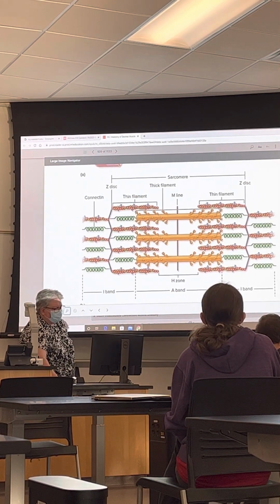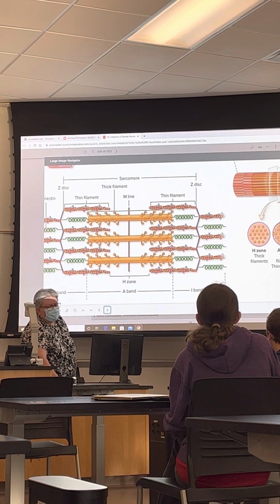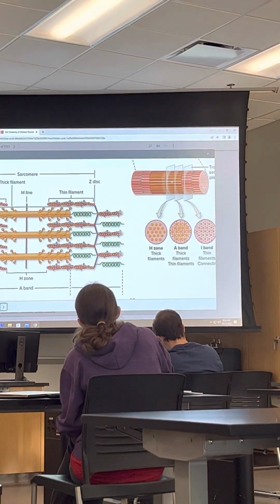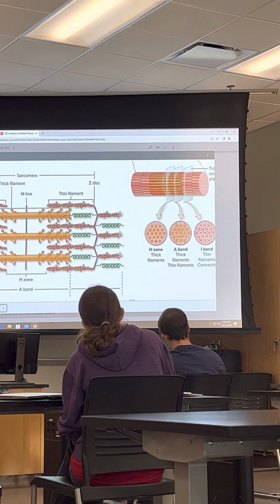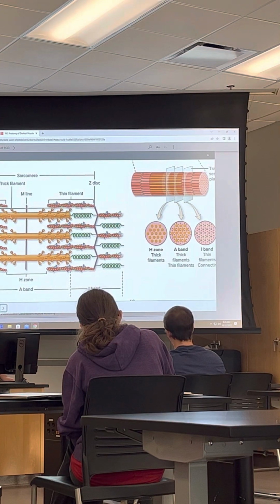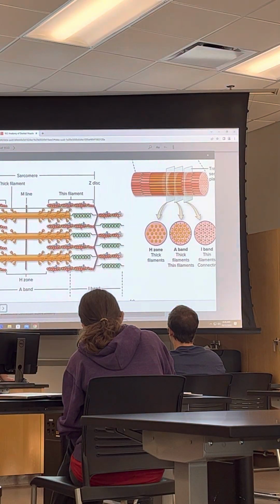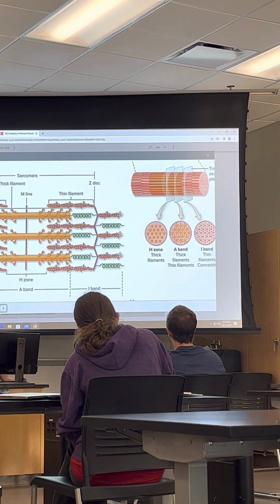That A band, having both actin and myosin in it, is the darker striation. That's the thick, dark striation. And that makes sense, right? Because we have myosin and actin in there. So we've got a lot of protein, whereas this light band is the I band.